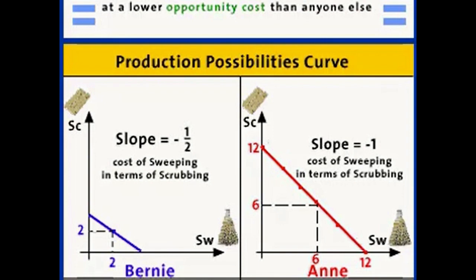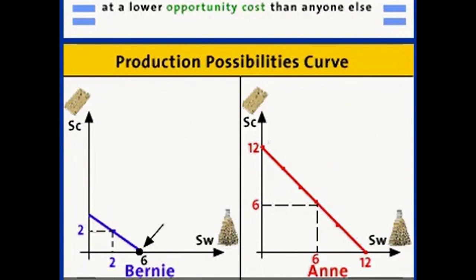Bernie completely specializes in sweeping. So here's Bernie's new output point right here. It's at the end of the production possibilities frontier where Bernie is now sweeping 6 rooms and scrubbing 0. We had Ann then specialize by moving up in this direction. Ann reduces her sweeping, taking advantage of Bernie's low-cost sweeping, and Ann scrubs instead. Ann moves her production point up to this dot on her production possibilities frontier. Ann winds up scrubbing 9 rooms and sweeping only 3 rooms.